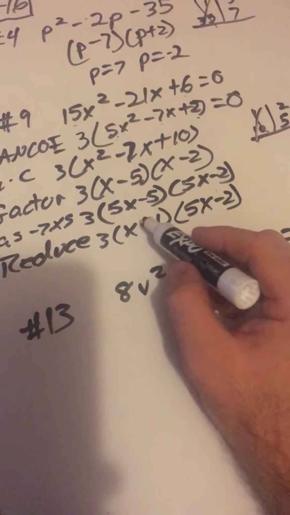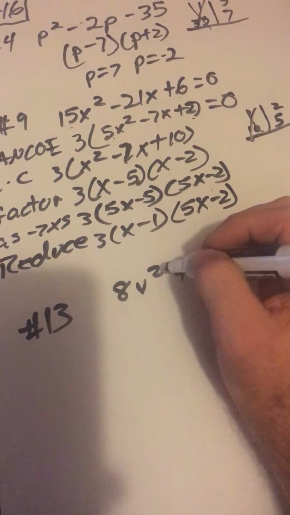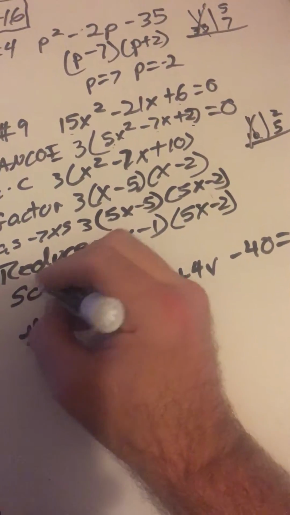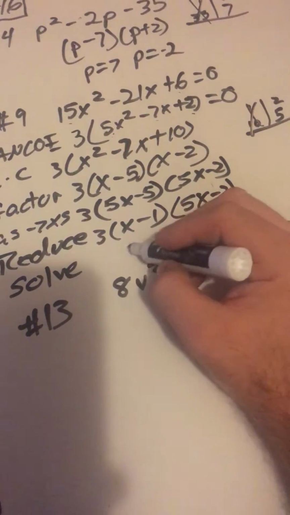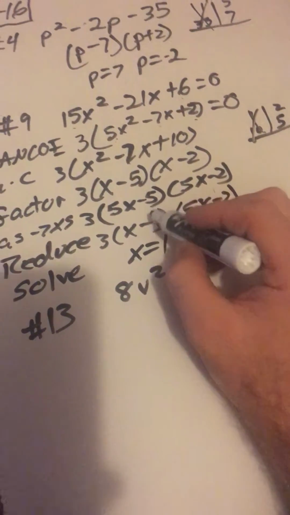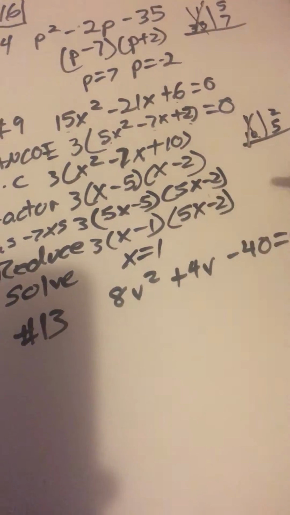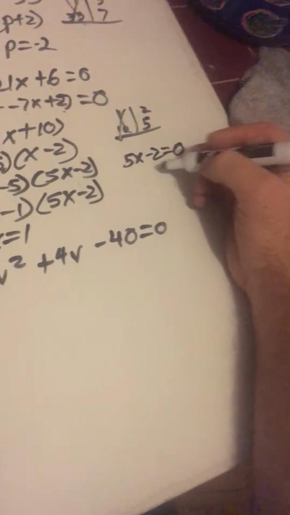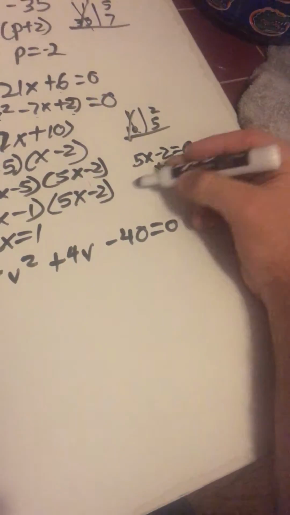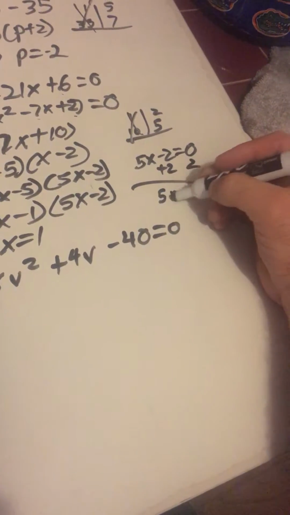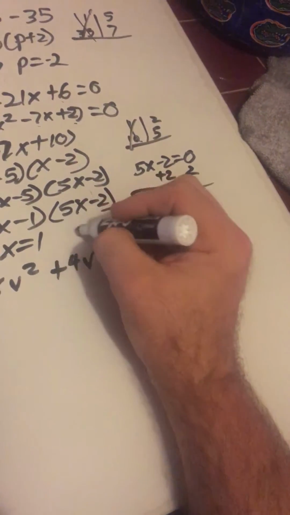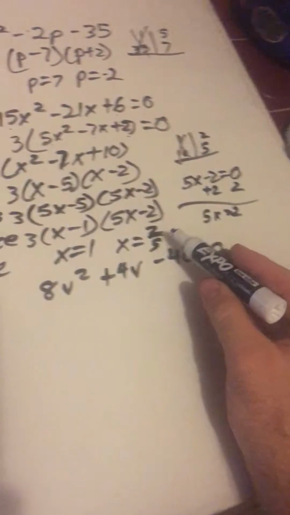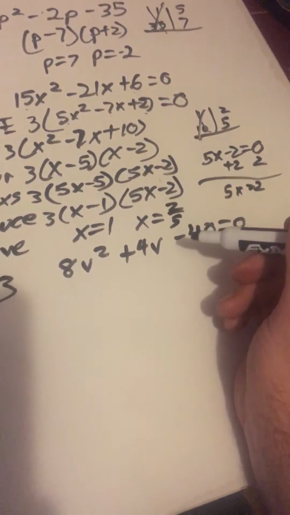So now, what are my solutions? Where does this cross the x-intercept? What are my zeros? What are my roots? Well, it's going to be x is equal to 1, the opposite of what's in the factor. And then if I have 5x minus 2 equals 0, I'm going to add 2, add 2. I now have 5x is 2, divide by 5, and I have x is equal to 2 over 5. Those are my solutions.